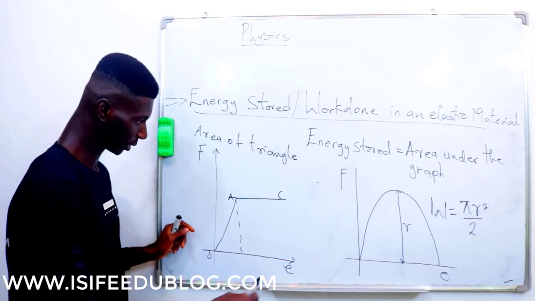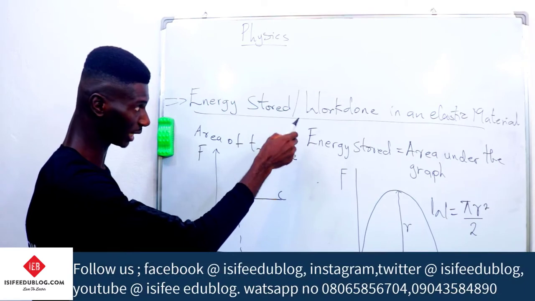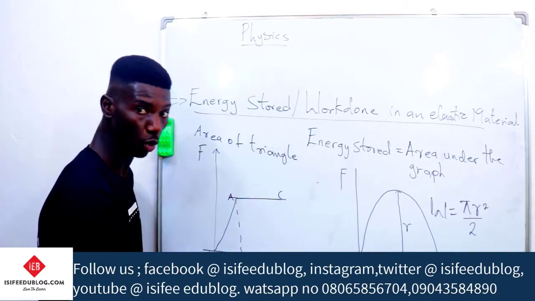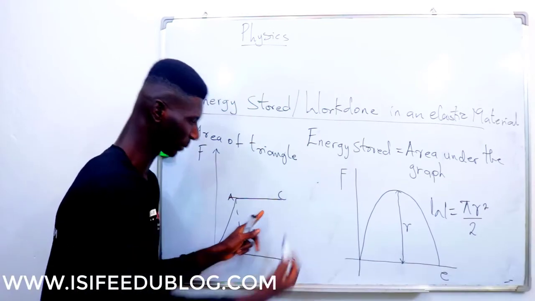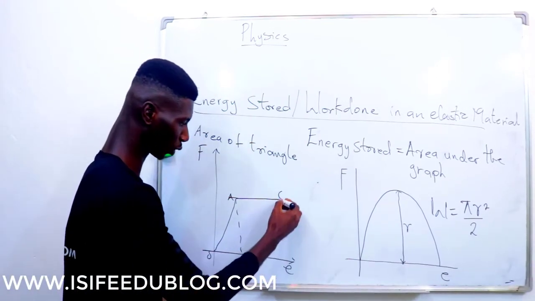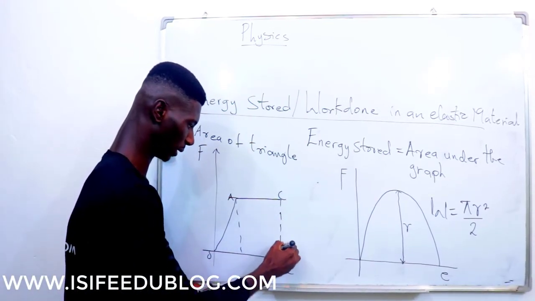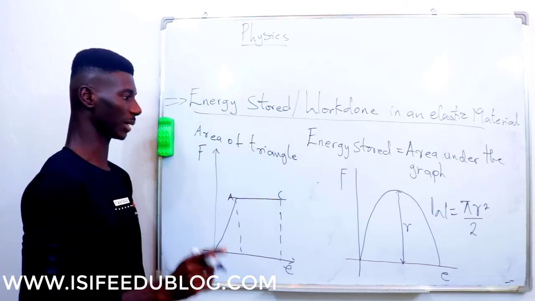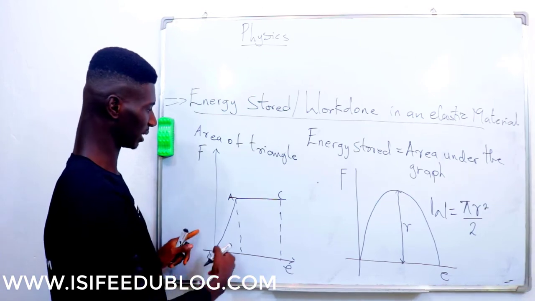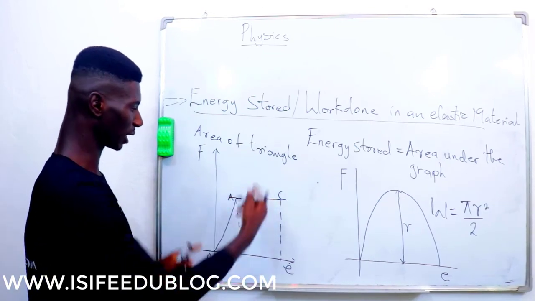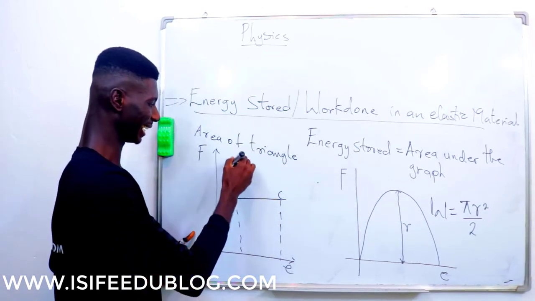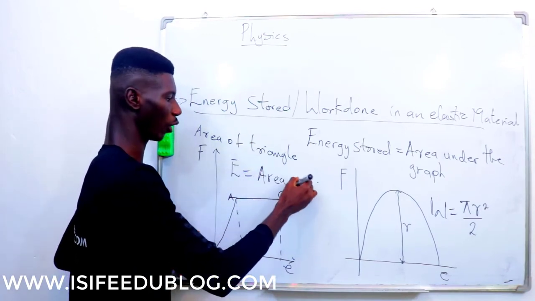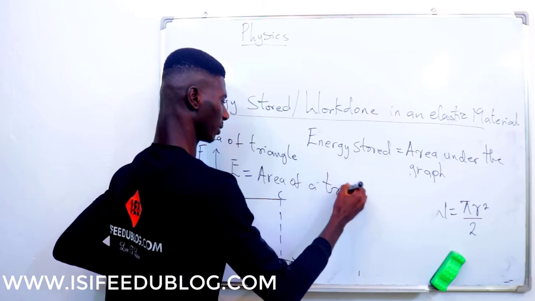But if they ask you, what is the energy stored or work done by the elastic material from O to C? In that case now, you have to complete this way. The whole diagram now forms a trapezium. So instead of the area of a triangle, the energy is now equal to the area of a trapezium.